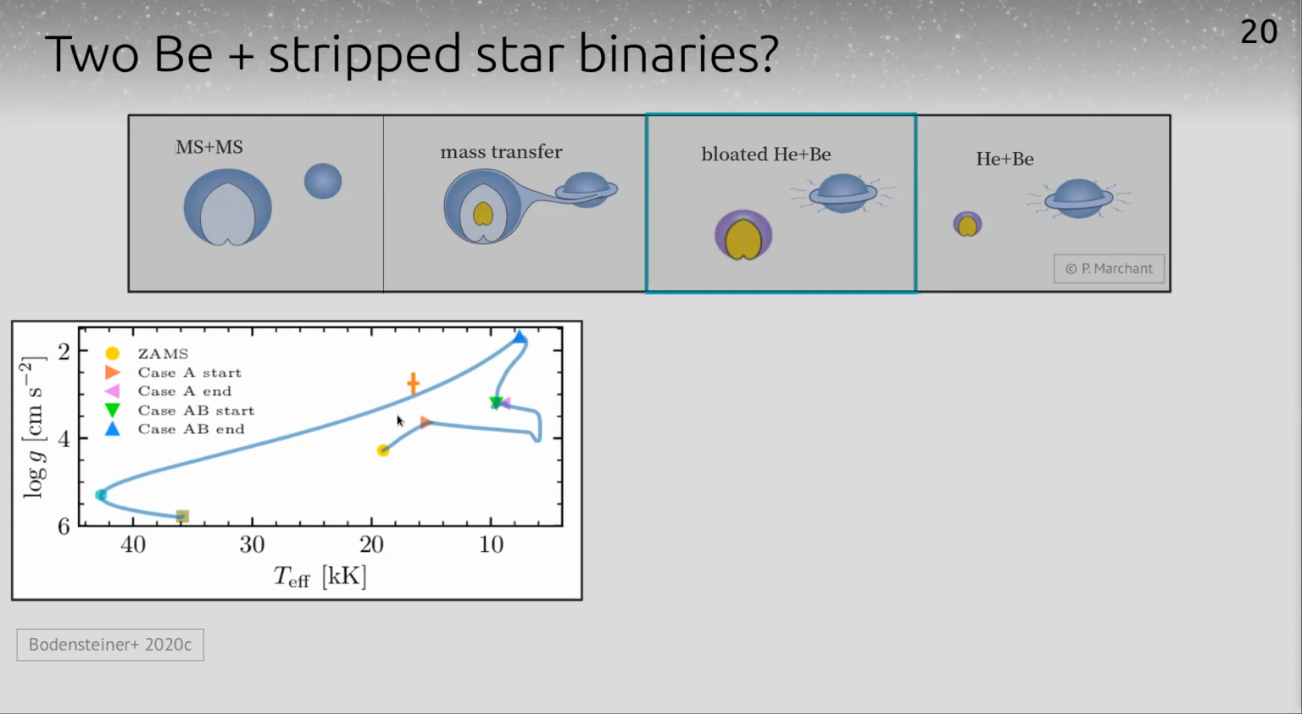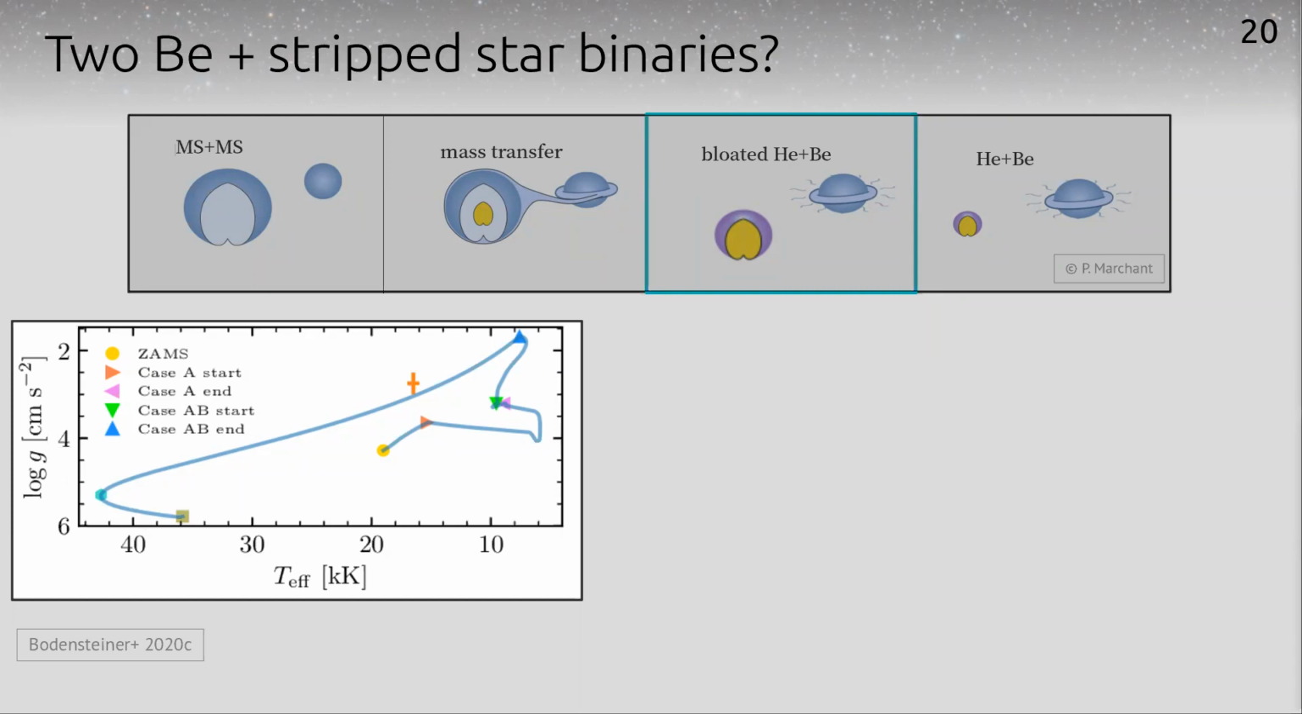So what we argue is the stripped star is currently contracting. It will become a subdwarf at some point, but we're observing it in this phase where it's still on its way of getting there. And we argue that it's actually easier to observe it then because it's still puffed up and it's much brighter than it will be once it has contracted and is a subdwarf star.